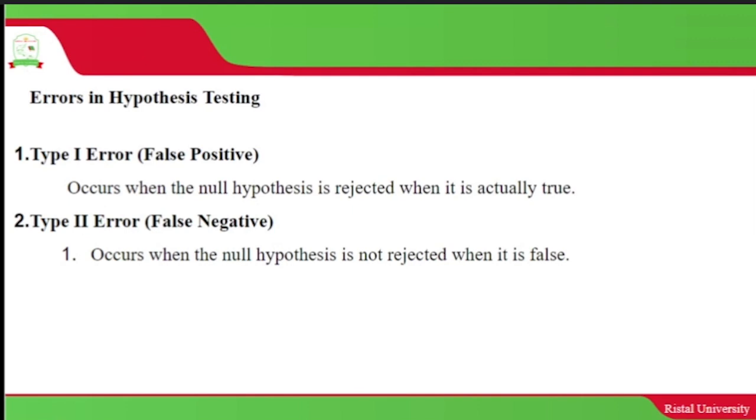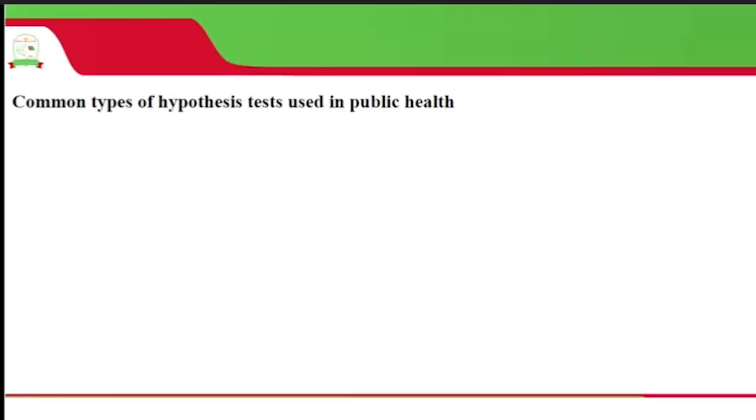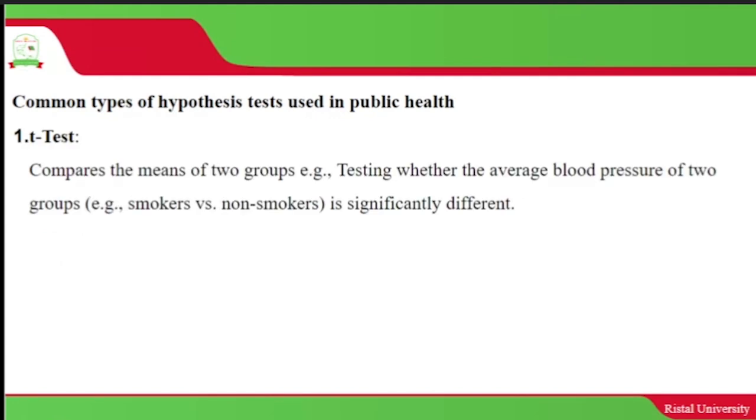So let's look at the common types of hypothesis tests used in public health. So we have the common t-test that compares the means of two groups. For example, testing whether the average blood pressure of two groups is significantly different. So we usually look at two groups, and we study if their means are different under the t-test. Simple as that. That is the basic.